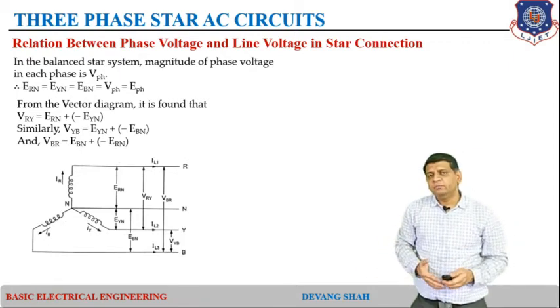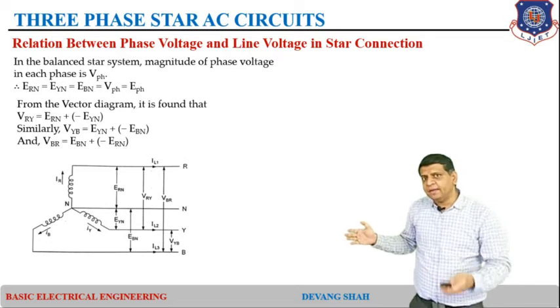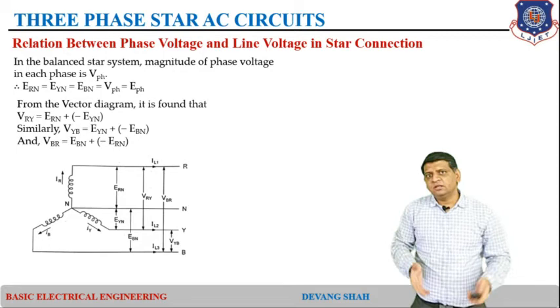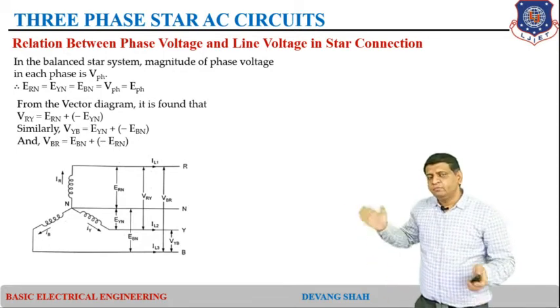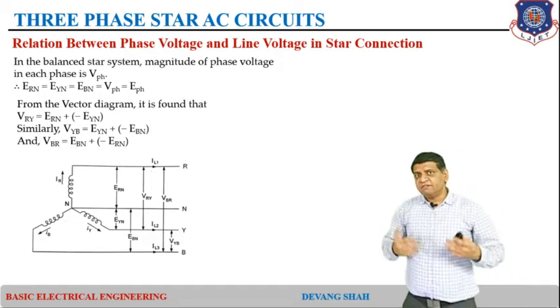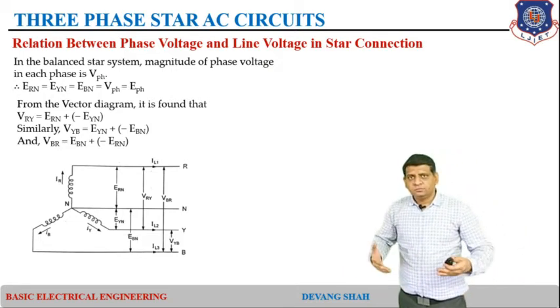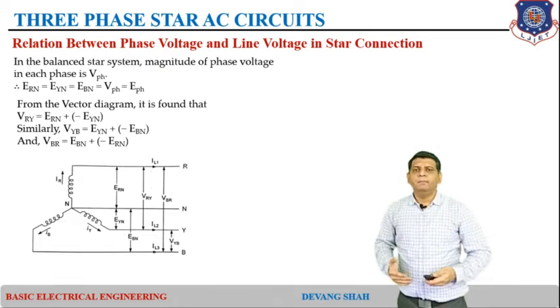Same way, if I'm looking for VYB, that is equal to EYN minus EBN. If I'm looking for VBR, that is nothing but EBN minus ERN, right? So that way you can find it. Now since this is a vector quantity, it is not straightaway a summation or subtraction, but we have to use the magnitude of this.